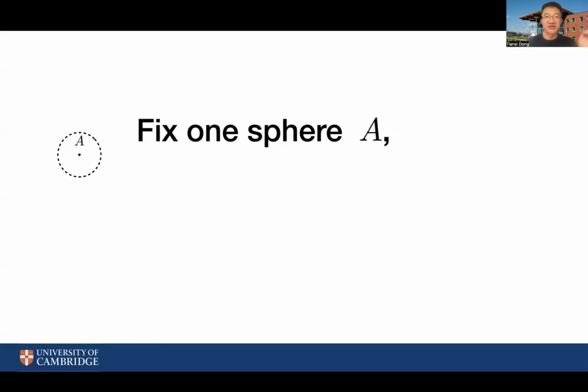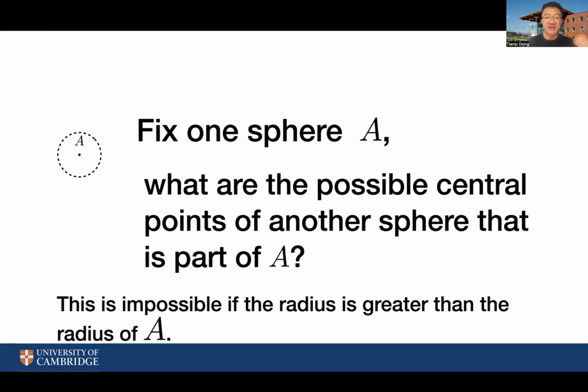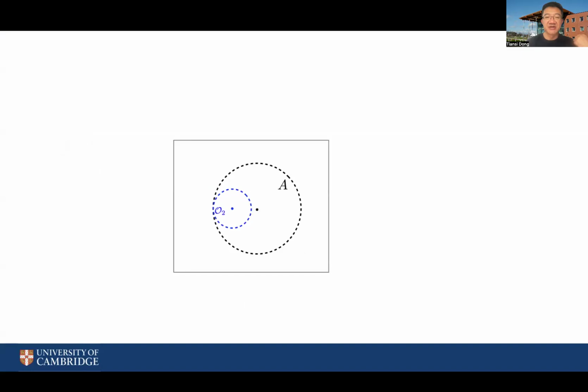And we continue to ask, if we fix the sphere A, what are the possible central points of another sphere that is part of A? The second sphere should be smaller than A, but for any point inside A, we can find a tiny sphere located inside A. So the possible central points will be inside A.